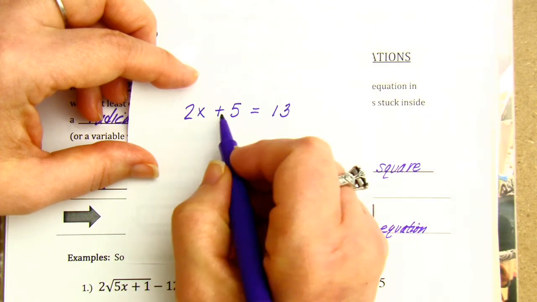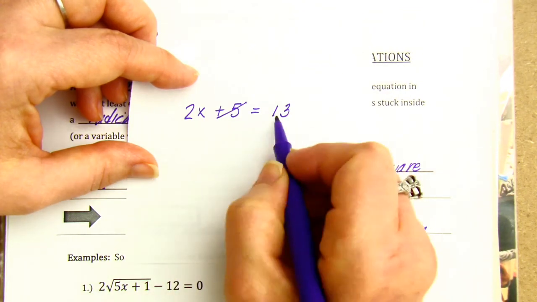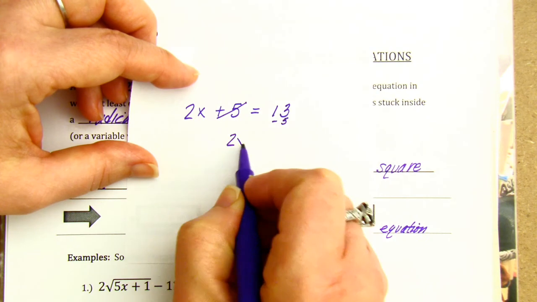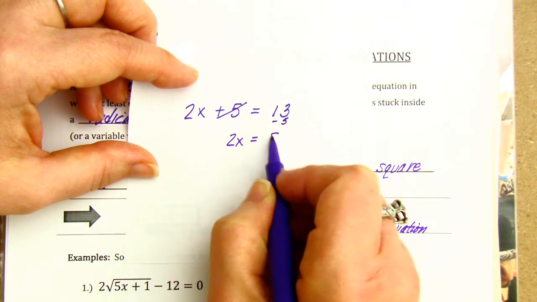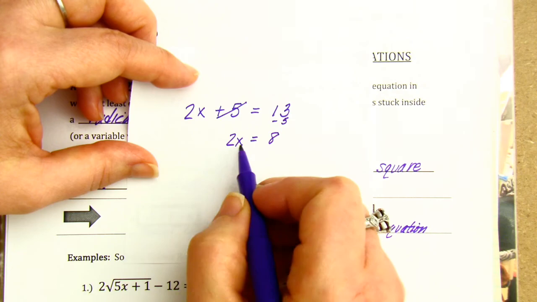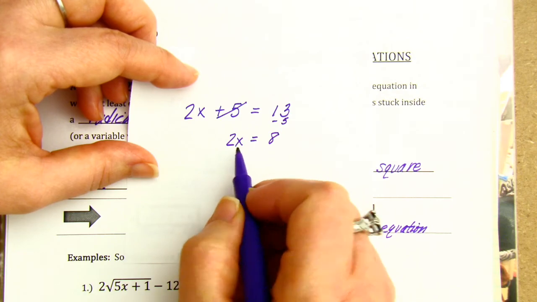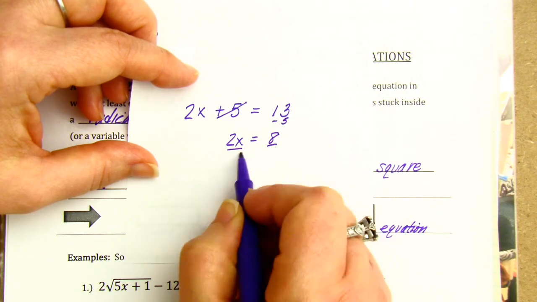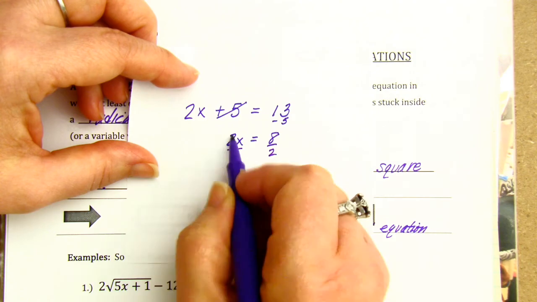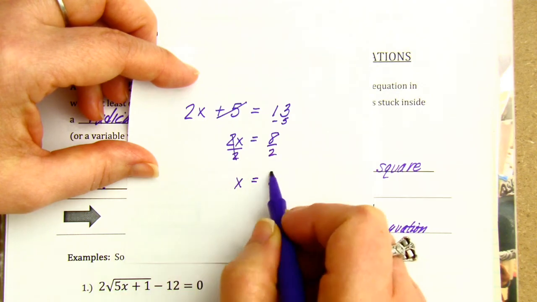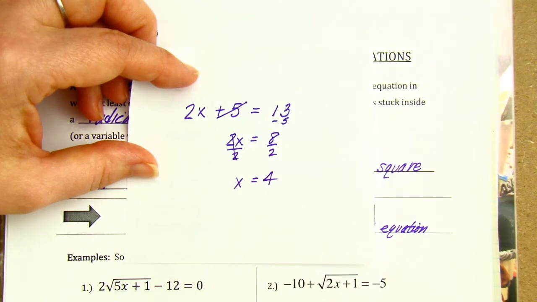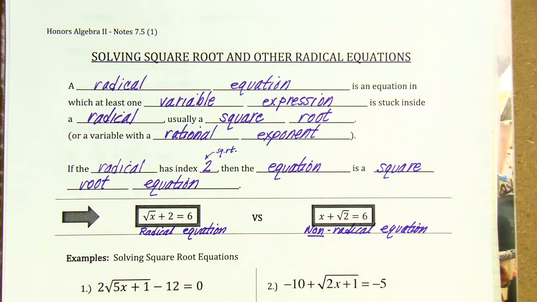This is being added, so we subtract it. We get 2x equals 8. And the operation here is multiplication, so the inverse of multiplication is division. That's when we divide. And we see x is 4. We solve the equation by using inverse operations. We're going to do the same thing with the radical equations.